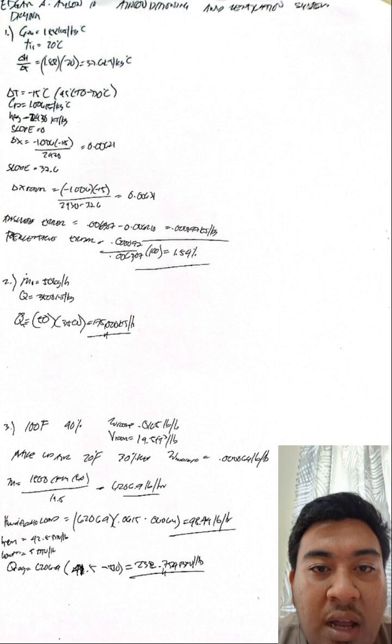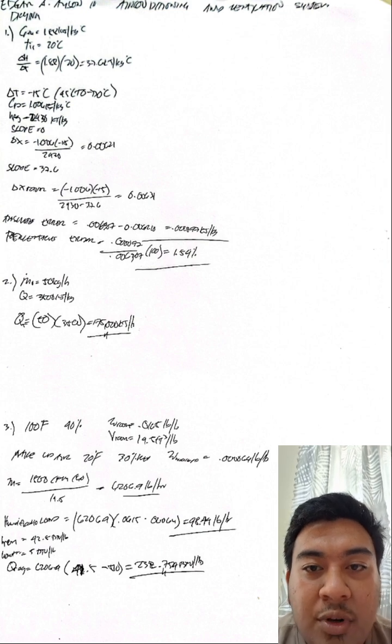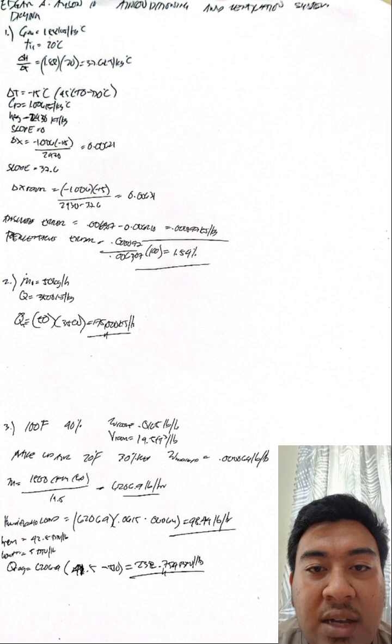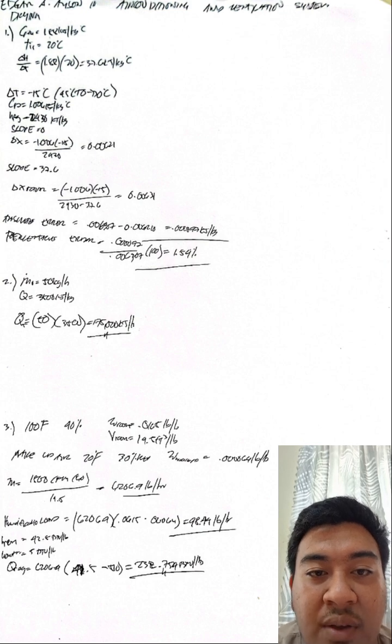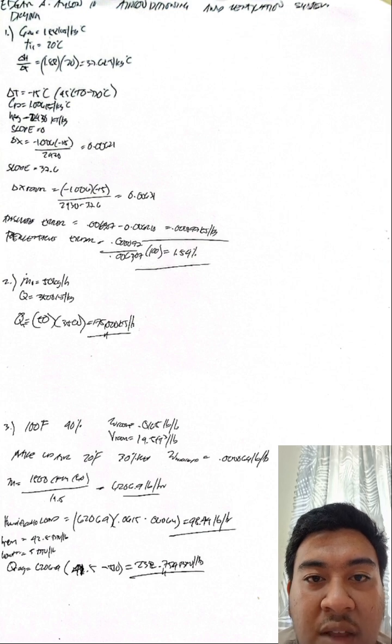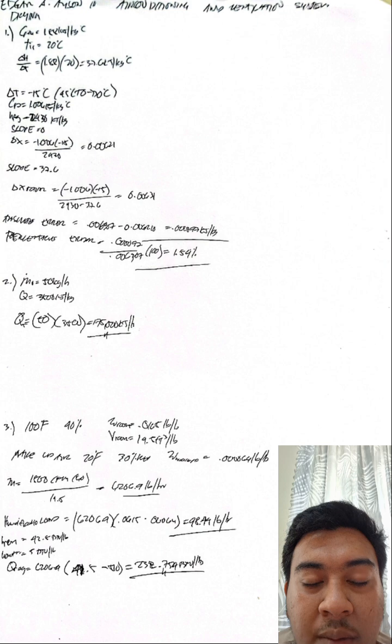So for the last number, a leather drying room is kept at 100 degrees Fahrenheit and 40% relative humidity. An exhaust fan removes 1,500 cubic feet per minute, and makeup air comes in at 20 degrees Fahrenheit and 30% relative humidity. We need to find the moisture load added by the fan and check if a 200,000 BTU per hour heater is enough. So first, we find the mass flow rate.